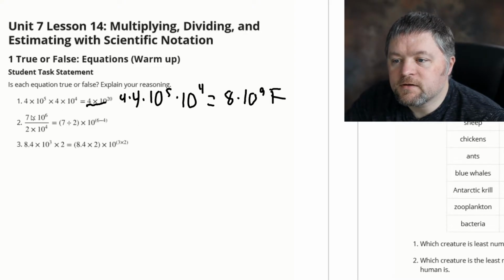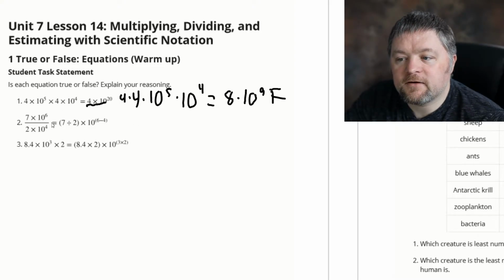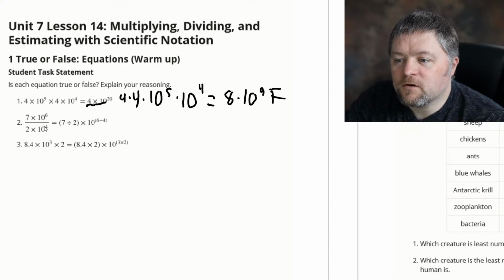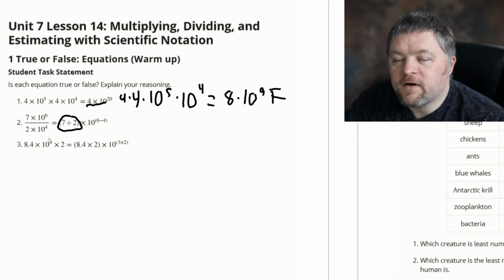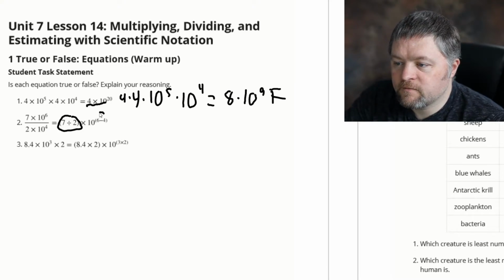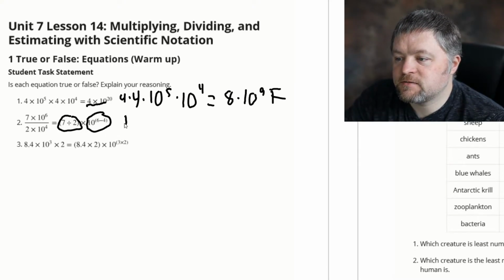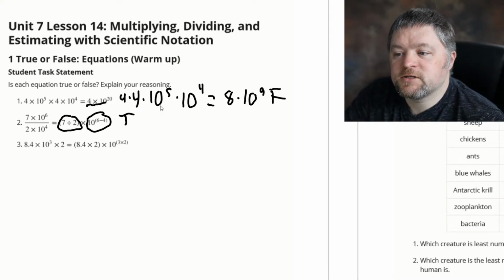Our next one, 7 times 10 to the power of 6 over 2 times 10 to the 4. Remember, a fraction bar means division. 7 divided by 2, that matches. When we are dividing, we subtract the exponent, so it will be 10 to the 6 subtract 4. That also matches. This one is true.